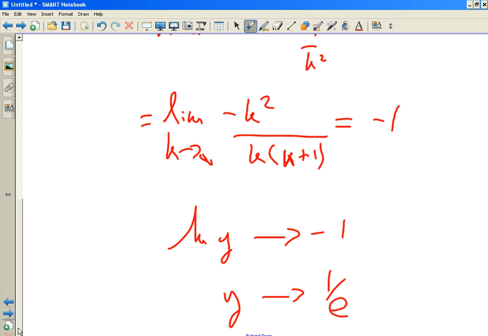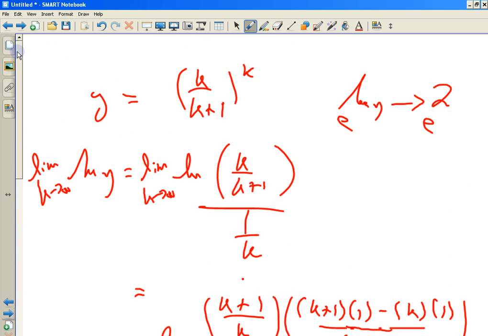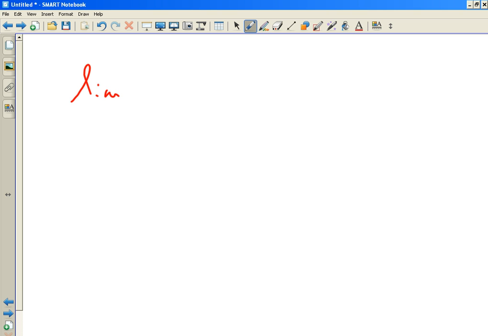They would probably put this in part 1 and ask, what's this limit? What's the limit as k goes wild of this? But you should recognize it. Look, what did we have? We had the limit as k goes wild of k over k plus 1 to the k.